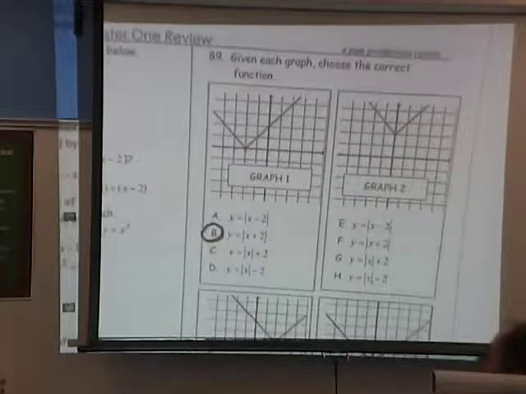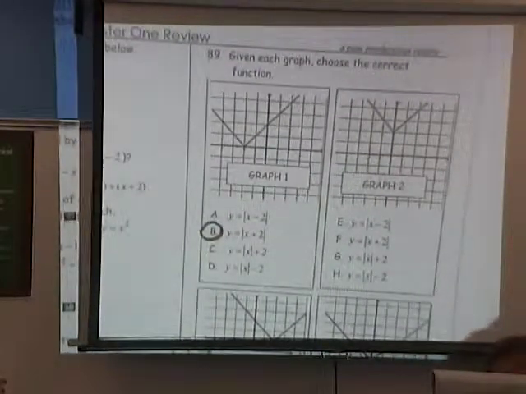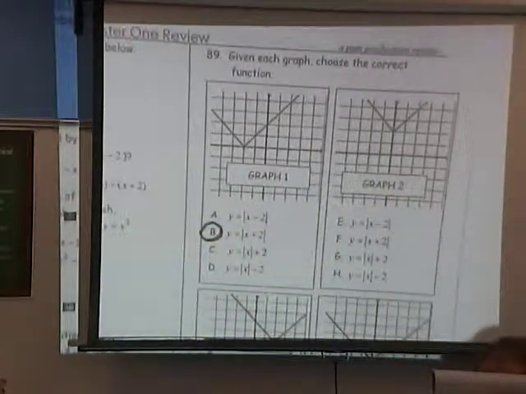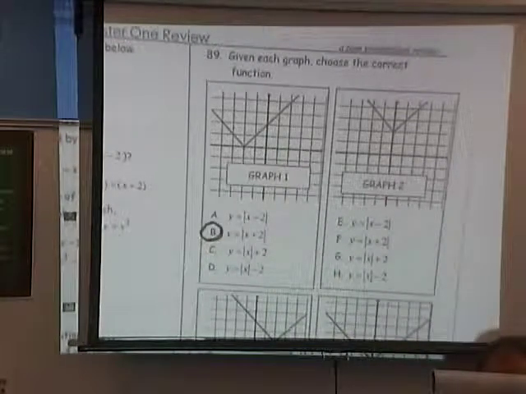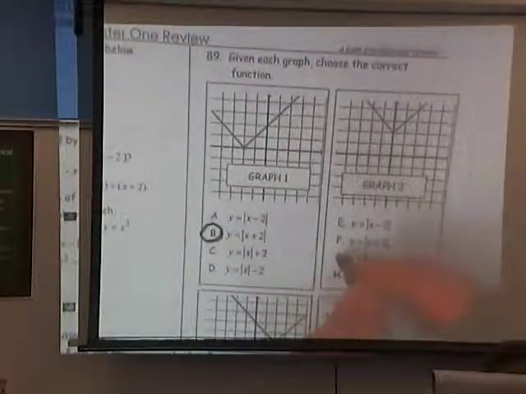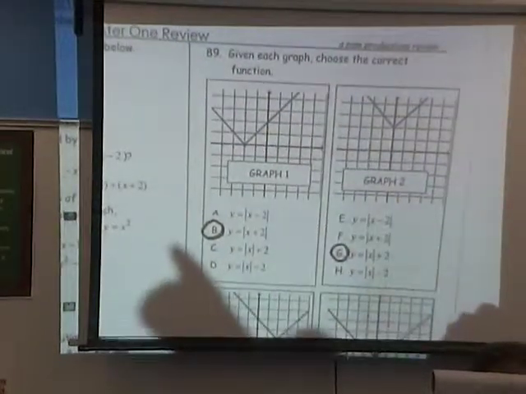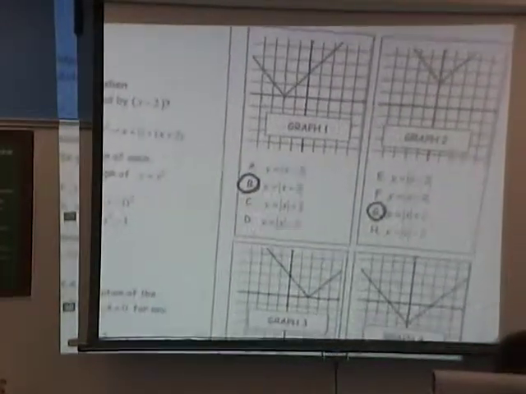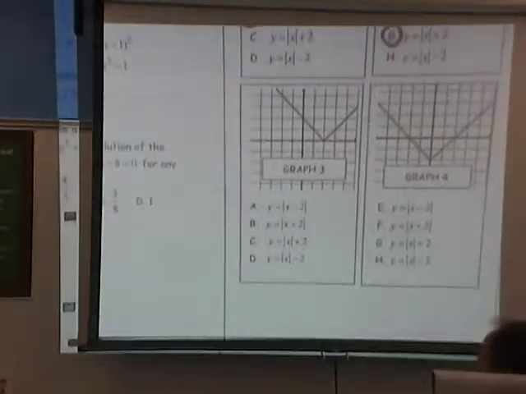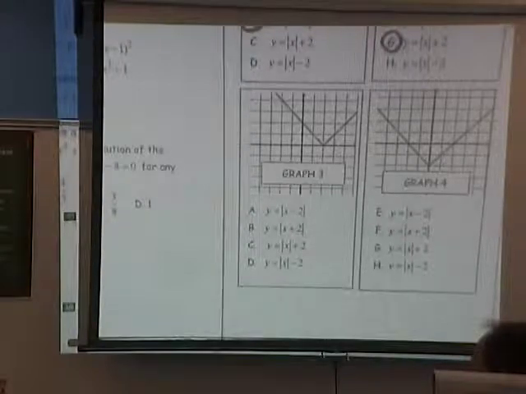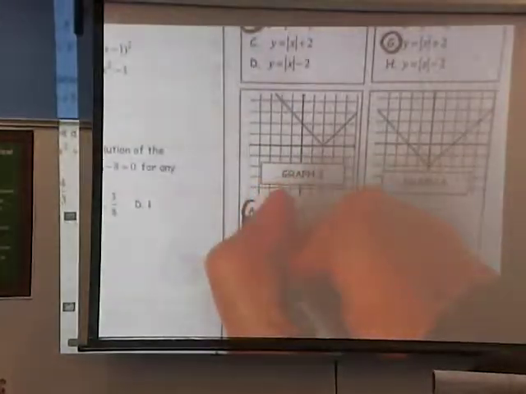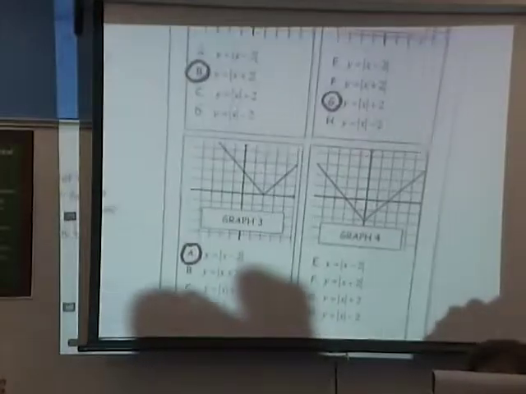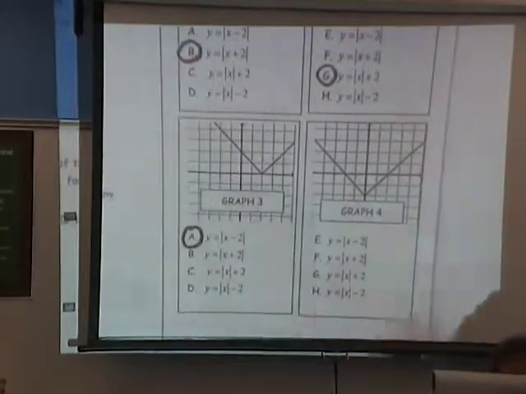Graph 2. 2 places up. What do you think? G. Graph 3. 2 places to the right. A. And 2 down. H.